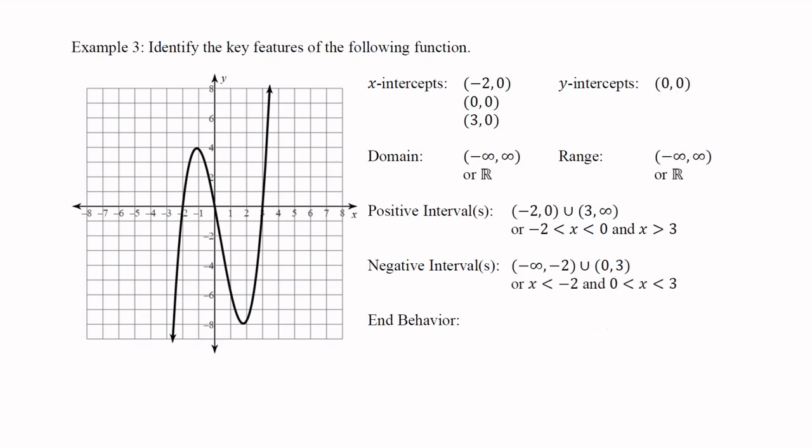Now let's talk about our end behavior. Let's start on the right side. The right side is where x is going to infinity. Because our arrow is pointing up, f of x is also going to infinity. On the left side, as x approaches negative infinity, our arrow is pointing down, so f of x is also approaching negative infinity.